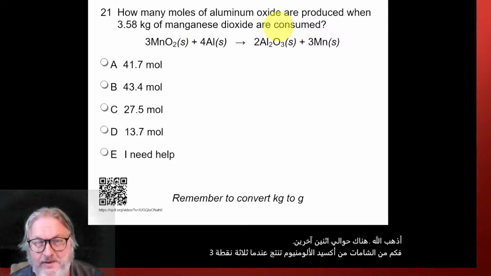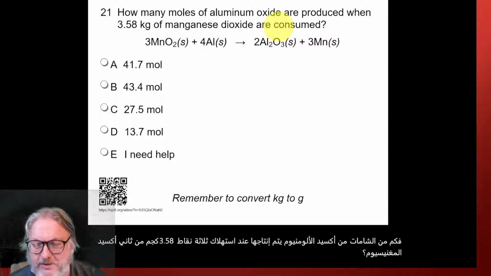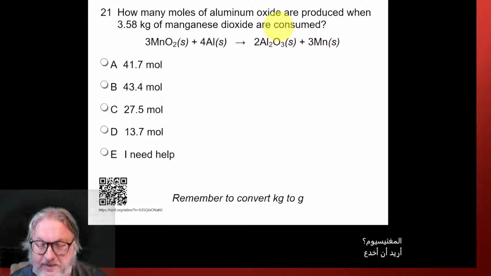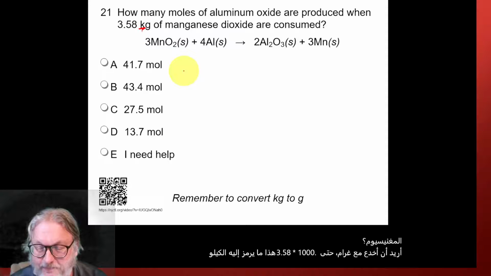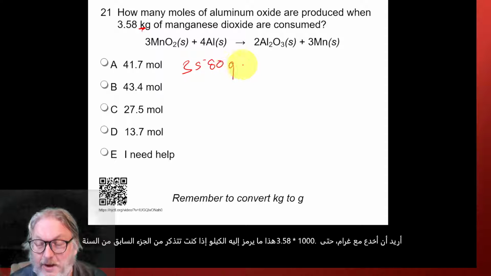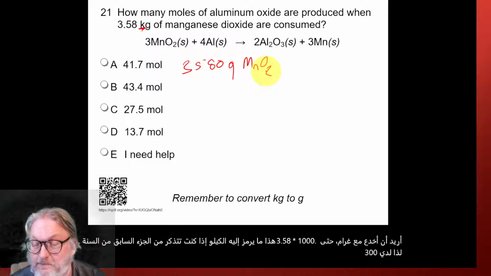So, how many moles of aluminum oxide are produced when 3.58 kilograms of magnesium dioxide are consumed? Well, I want to fool with grams, so 3.58 times 1,000. That's what the kilo stands for, if you recall from our earlier part of the year. So I've got 3,580 grams of magnesium dioxide. All right, how many moles of aluminum oxide, Al2O3?